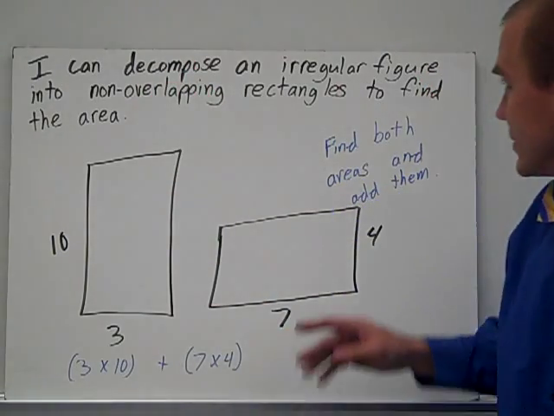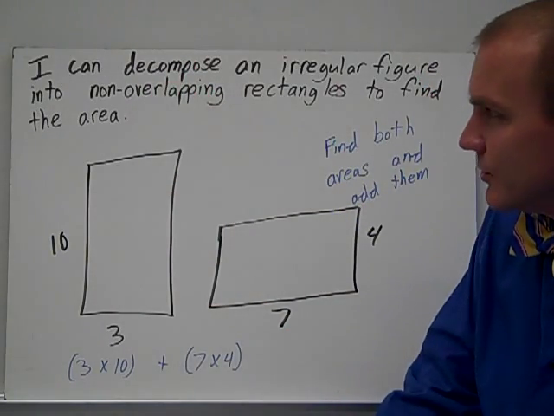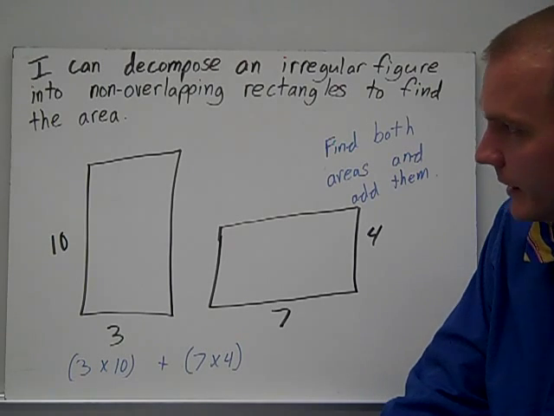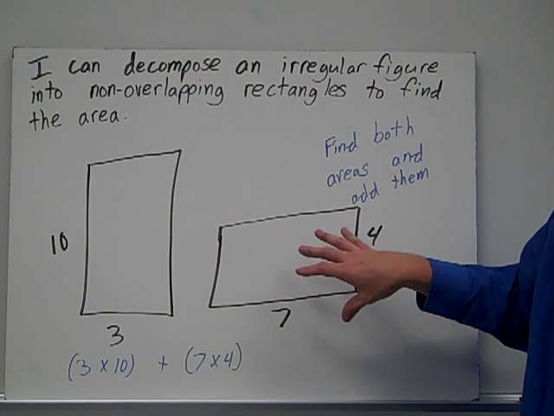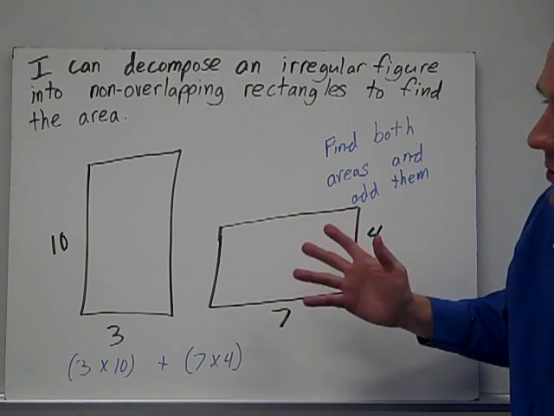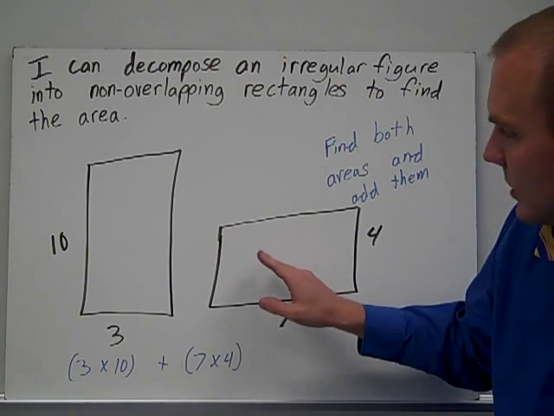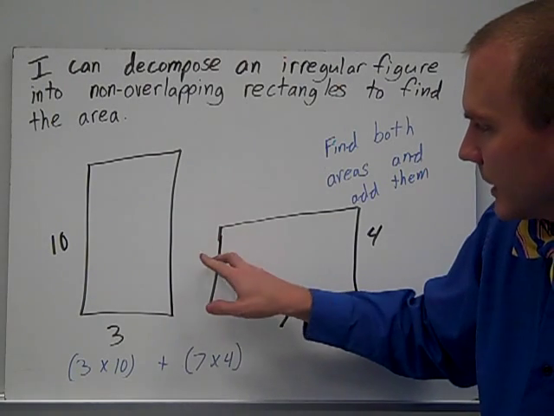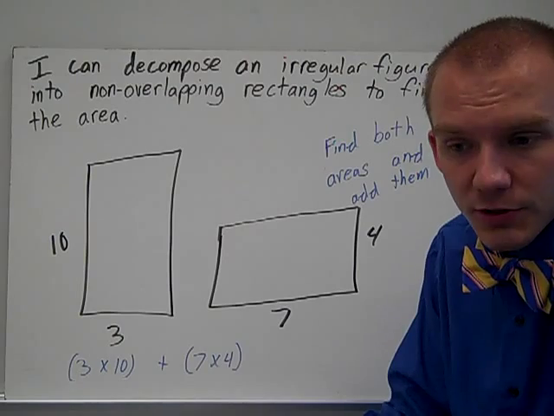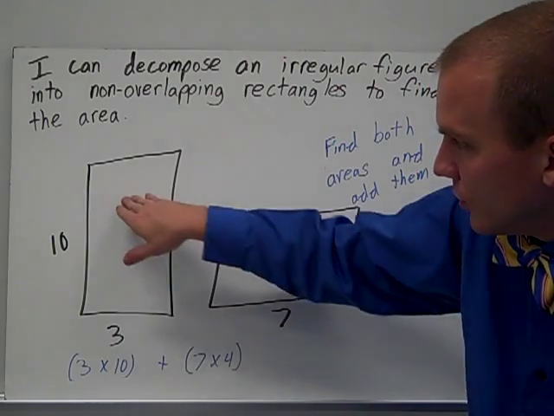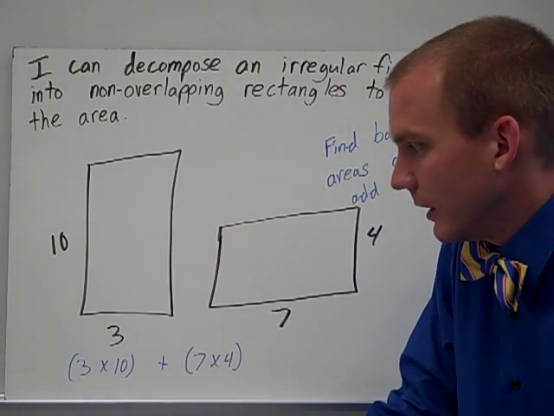I can decompose an irregular figure into non-overlapping rectangles to find the area. An irregular figure is basically something that isn't a rectangle. In this case, notice how I have two rectangles here. If I were to join them together, I would have an irregular figure. But what we're going to do is break them apart into two rectangles that you can find the area of.